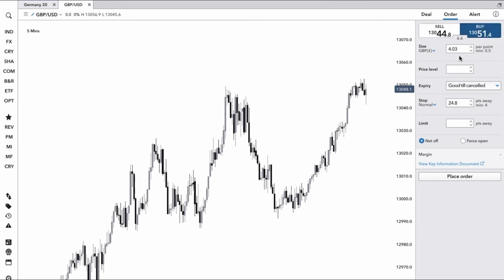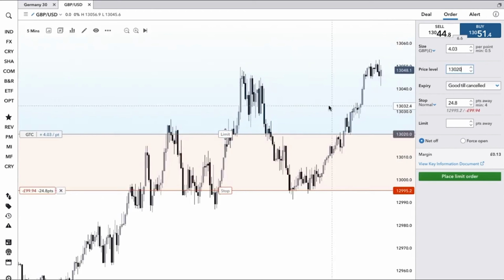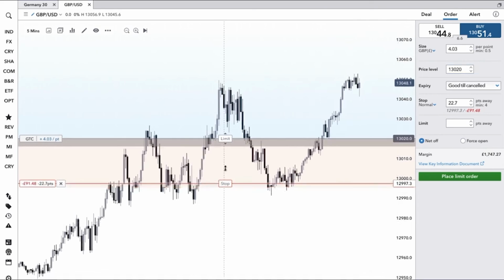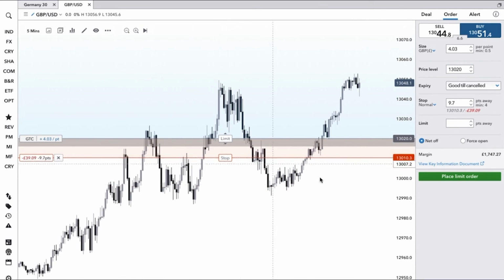If we now flick over to the order tab, it's pretty much the exact same principle here as the deal tab, but of course you're placing an order here rather than placing a trade that will be executed instantly. So for example, you might want to buy when price gets back to 13,020 as an example, and if so, of course you'd enter 13,020 in the price level box. And again, you'd place your stop loss and or targets, get that order in the market, and away you go.